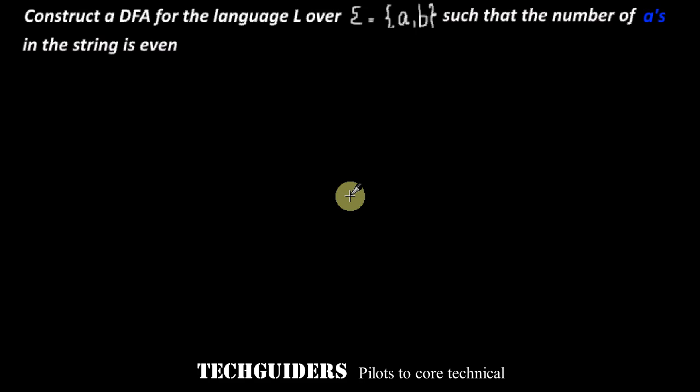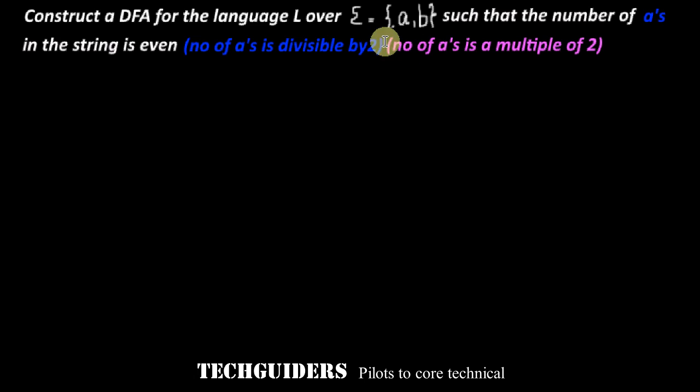Construct a DFA for the language L over sigma with A and B such that the number of A's in the string is even, or we can say the number of A's is a multiple of 2, or number of A's is divisible by 2, or number of A's modulus 2 equals 0.